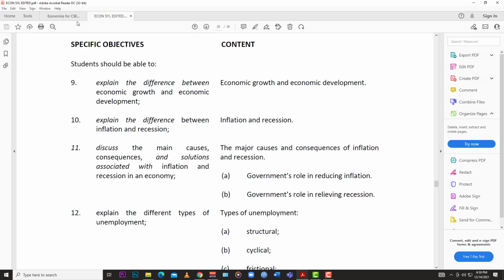This time we are going to be looking at a recession. What causes a recession? How can we help to alleviate a recession?